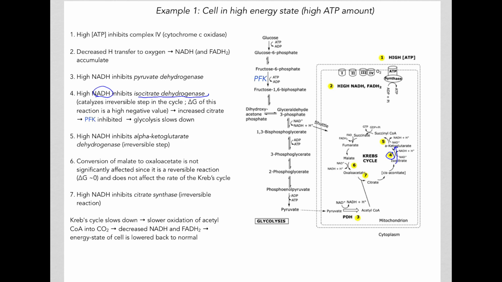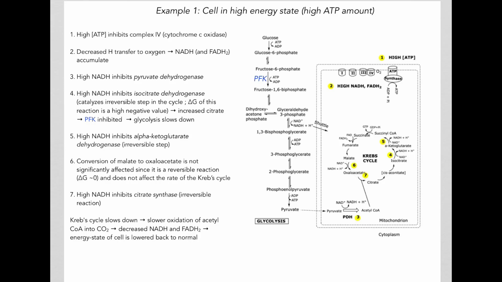And when this enzyme gets inhibited, citrate accumulates. The increased citrate amount will then inhibit phosphofructokinase. This is a key enzyme of glycolysis, and that will even slow down glycolysis, because now this enzyme is inhibited. The high NADH, this reduced form of coenzyme, will also inhibit alpha-ketoglutarate dehydrogenase. This reaction here is where alpha-ketoglutarate is converted to succinyl-CoA in the Krebs cycle.